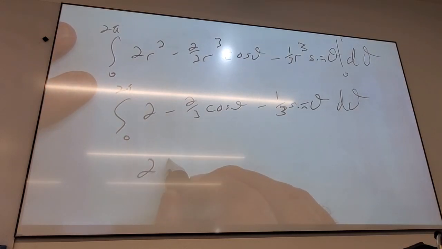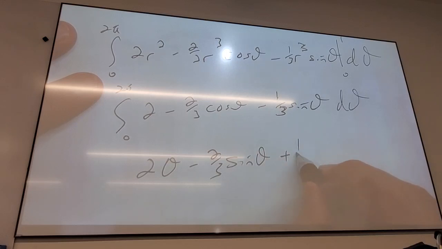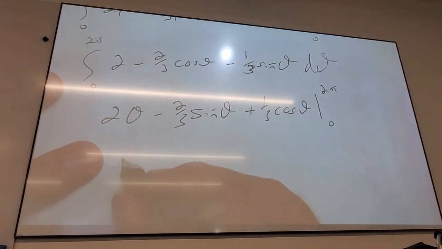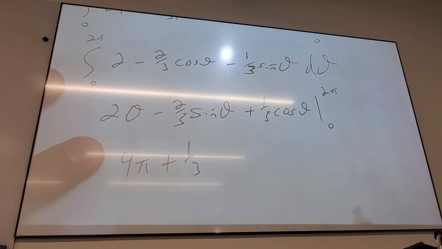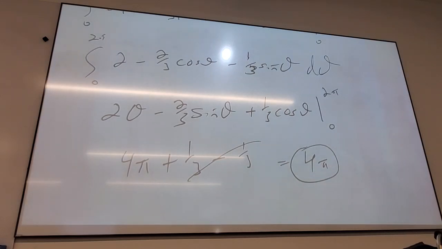Yes. 2 theta minus 2/3 sine theta plus 1/3 cosine theta from 0 to 2 pi. 2 times 2 pi is 4 pi. Look at me go. Sine of 2 pi is 0. Cosine of 2 pi is 1. Well, I mean, cosine theta is 1. Cosine of 2 pi is 1. And then times 1/3. I'm with you. And then when you plug a 0 in, that's 0, and that is, yeah, so it'll be minus 1/3.